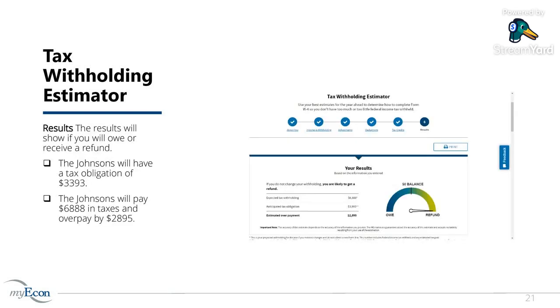All right, so now you're at the results page. The results will show if you will owe or receive a refund. The Johnsons will have a tax obligation of $3,393. The Johnsons will pay $6,888 in taxes and overpay. Overpay, that means they shouldn't be paying, right? The Johnsons will overpay by $2,895. So we want to adjust that understanding. You have that understanding. We want to not overpay.